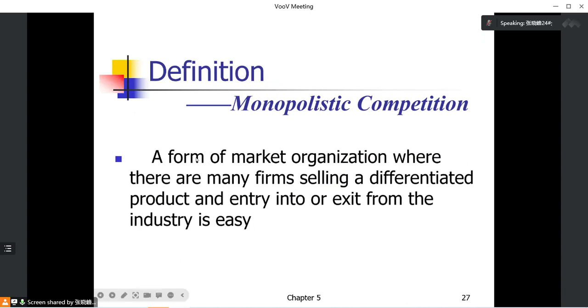What is monopolistic competition? Actually, this is a knowledge point of microeconomics. Here we review the definition: a market organization where there are many firms selling a differentiated product and entry into or exit from an industry is easy.